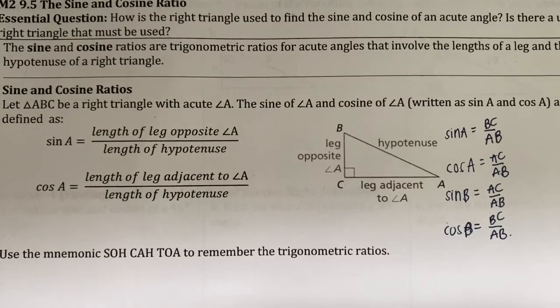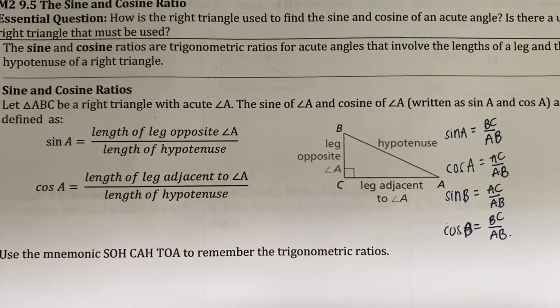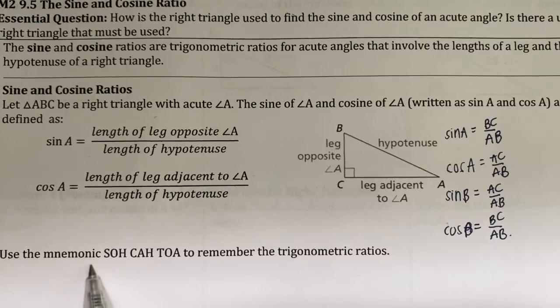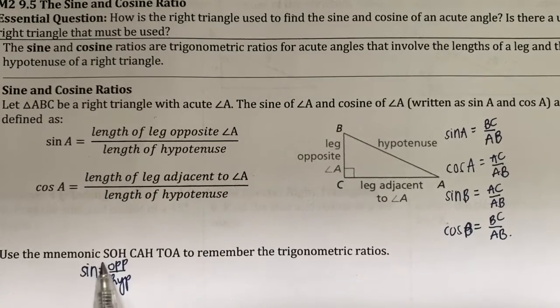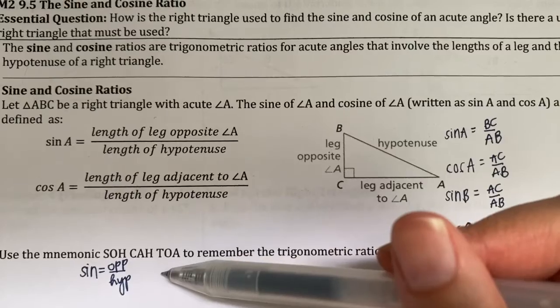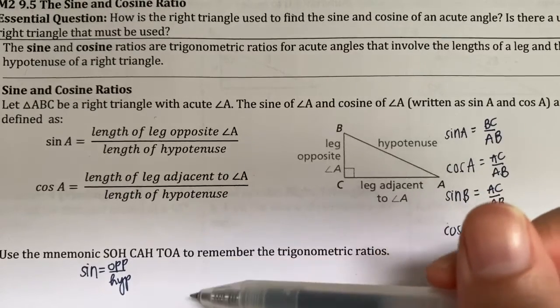Now we've just learned three trigonometric ratios that are frankly three different fractions. We use this mnemonic right here, Sohcahtoa, to remember the trigonometric ratios. The So right here means sine is equal to opposite over hypotenuse. Cah is going to be cosine is equal to adjacent over hypotenuse.